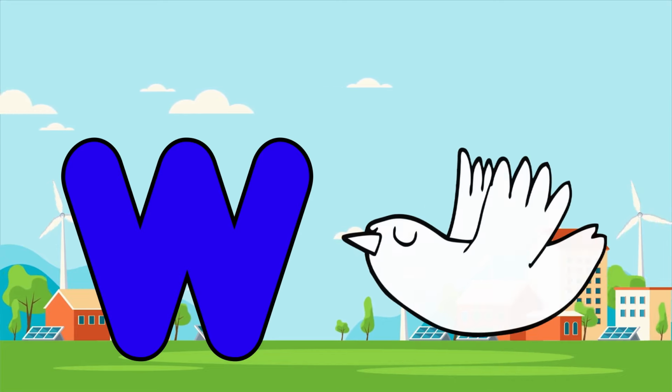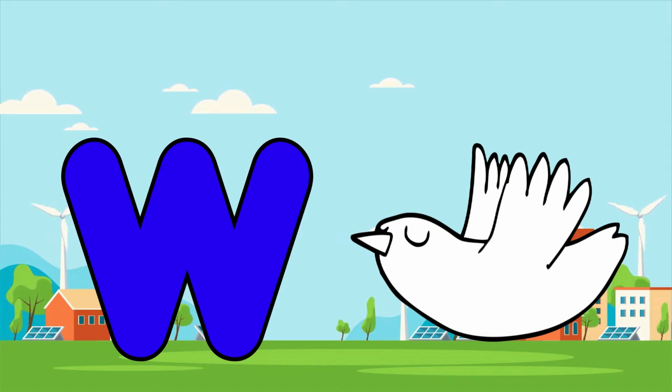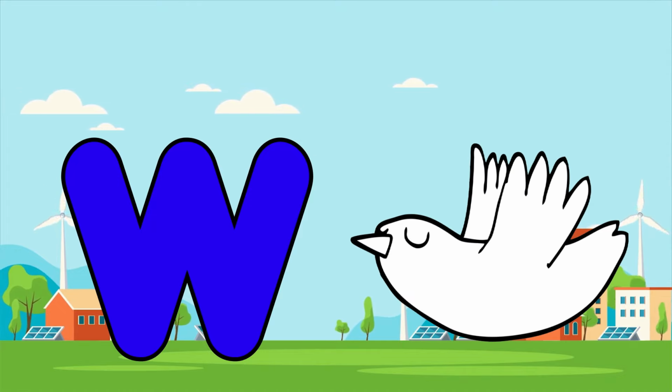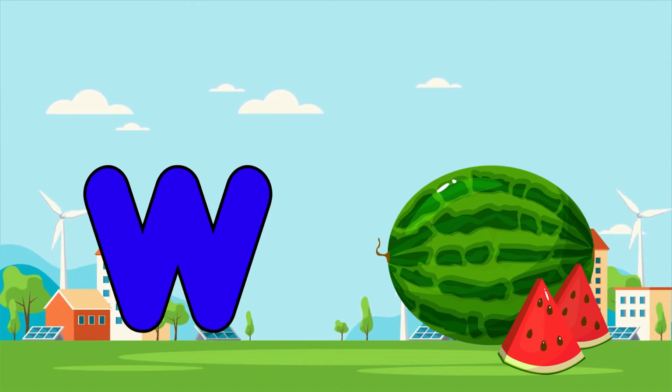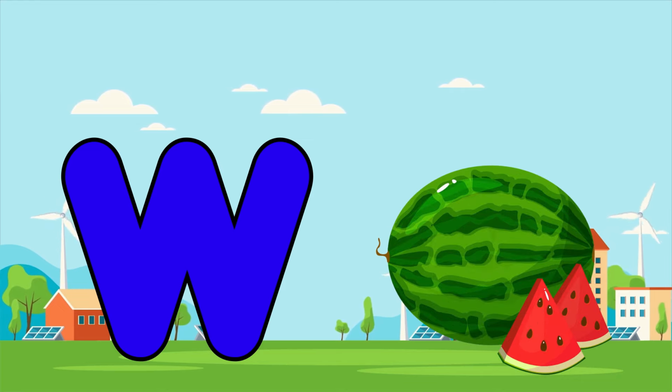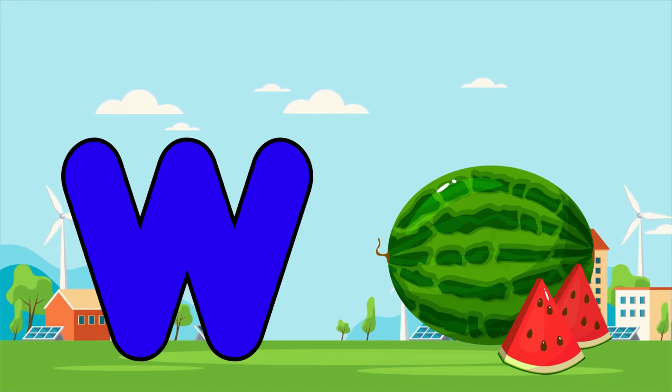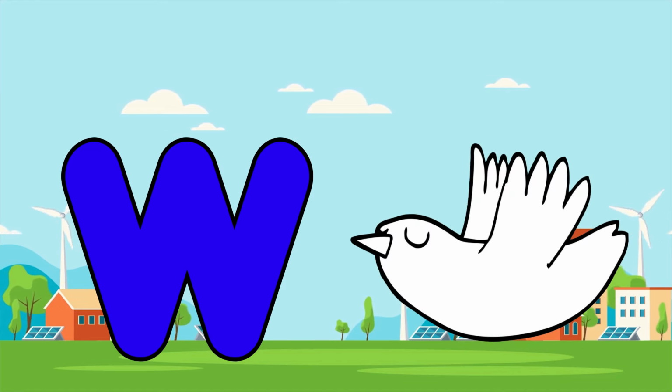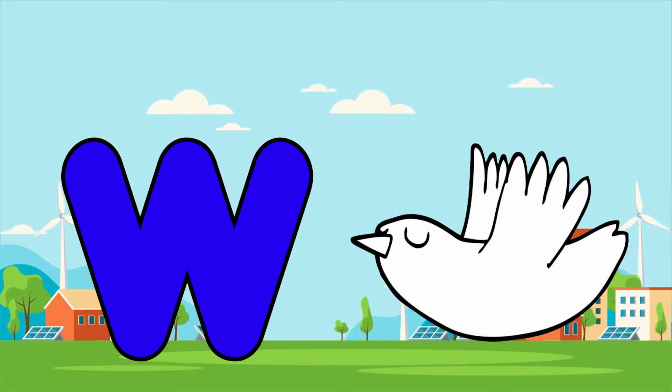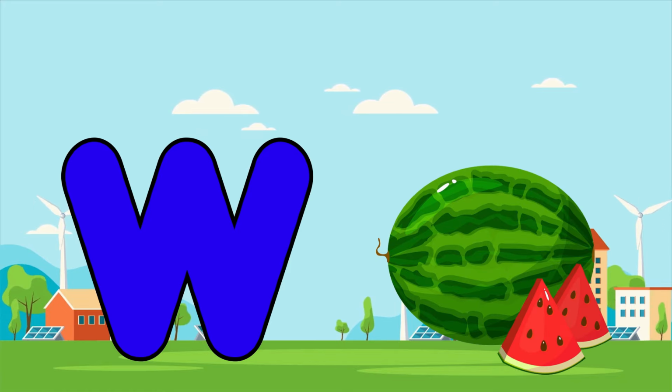W is for white, w, w, white. W is for watermelon, w, w, watermelon. W is for w, w, w, w, white. W is for what, what, what, what, watermelon.